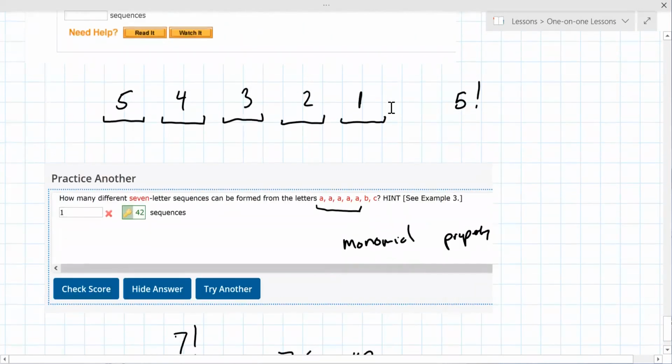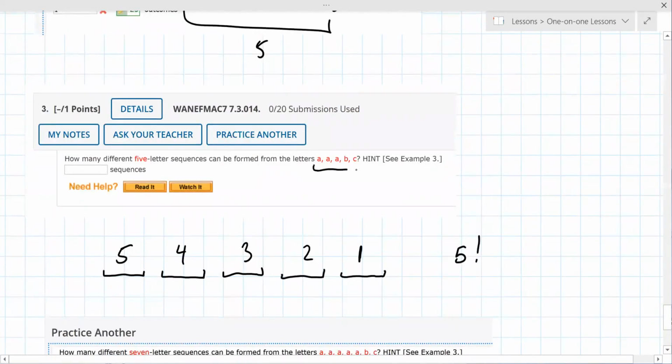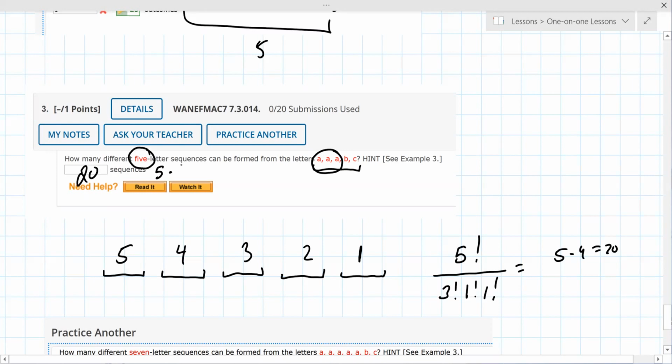That does impact here. We have 5 letters, so that's your 5 factorial. But there's 3 A's, so that's 3 factorial. And then there's 1 B, so that's 1 factorial over 1 factorial. This ends up being 5 times 4, which is 20. So the shortcut here is, whatever this is, it's 5. If it's 5 times, it's 5 times 4 to get your 20 on that.